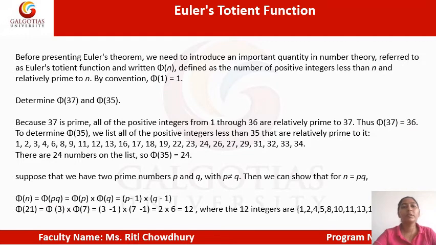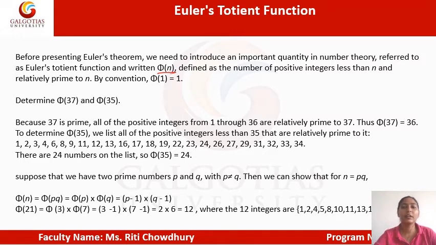Now before going to Euler's theorem, we first need to know about Euler's totient function, and the Euler totient function is represented using phi of n. What does it represent actually? It is the number of integers less than n which are co-prime to n.